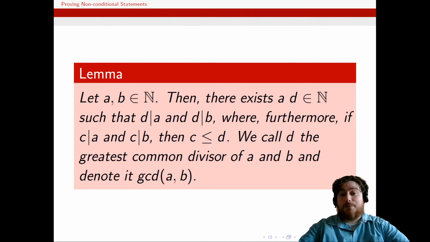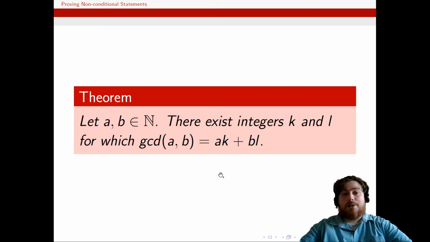Now remember, I wanted to show it looked like something. It looked like the greatest common divisor looked like a times k plus b times l. So not only do I have to show it exists, but I also have to show it satisfies that property. So I'll look up. This was our original theorem. I wanted to show that it's equal to ak plus bl for some integers k and l.